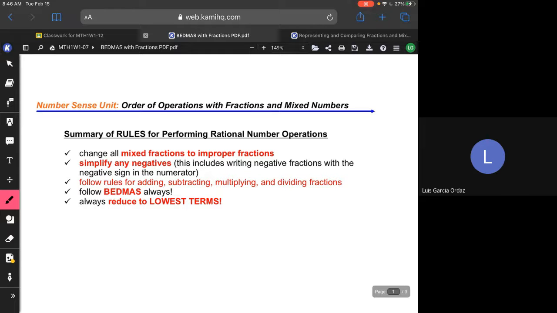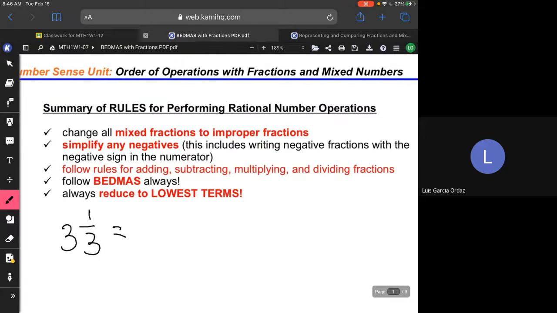So if I have 3 and 1/3, how does that convert into an improper fraction? What does that give me? Gabe? 10 over 3.